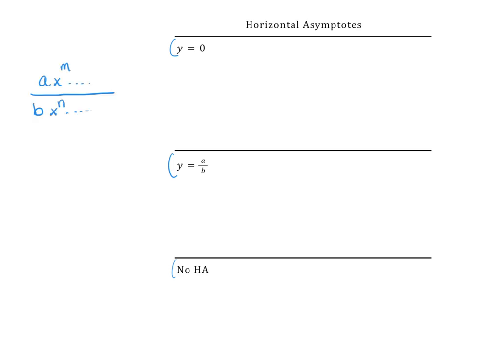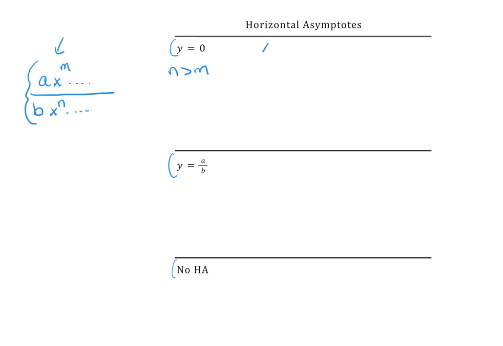Somewhere on your notes, try to squeeze this on there. I'm showing a possible polynomial in the numerator and one in the denominator, and I'm just looking at that leading term. I'm going to use that to explain some horizontal asymptotes. You have a horizontal asymptote at y = 0 when, if you look at n and m, n is larger. So when n is greater than m.